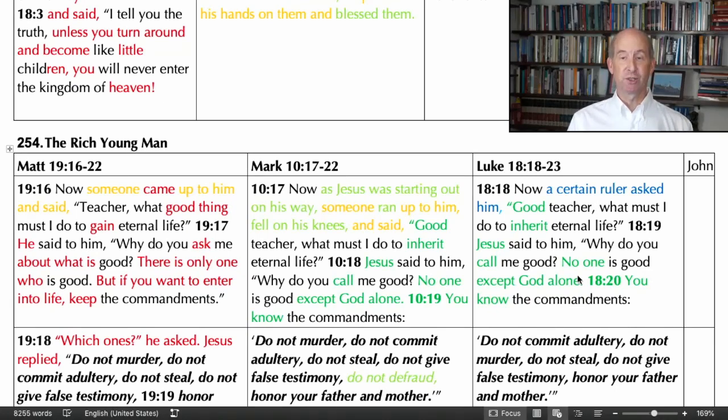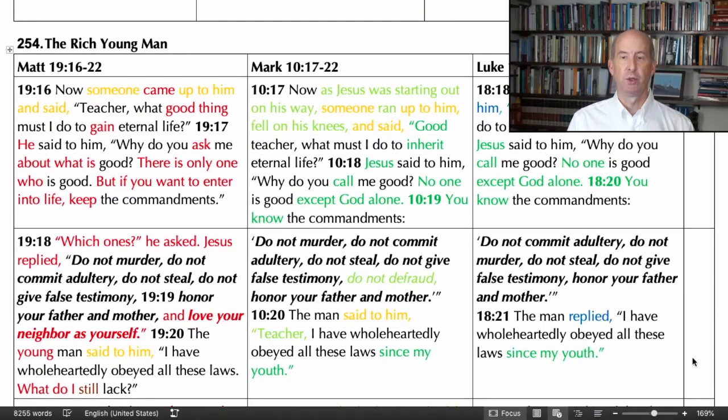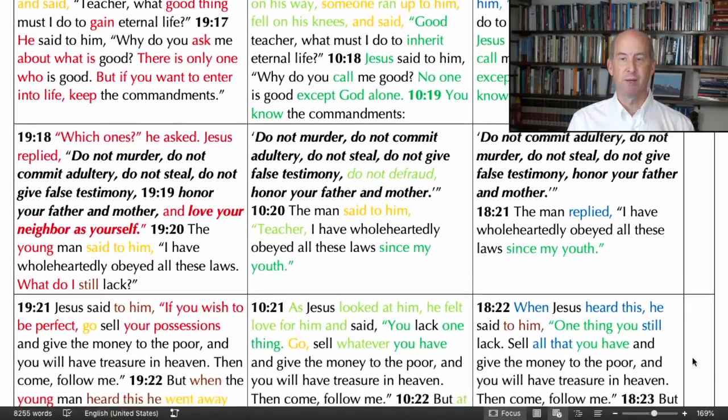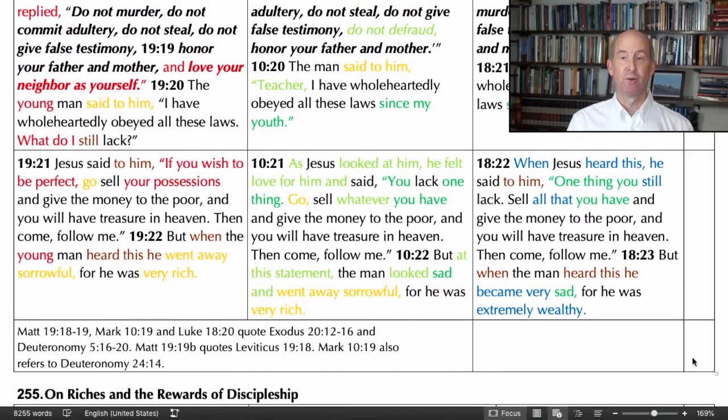In blue, a certain ruler asked him, "Good teacher, what must I do to inherit eternal life?" We'll follow Luke's for a while. Jesus responded, "You know the commandments. Keep the commandments." The man said, "I have." When Jesus heard this, he said, "One thing you lack. Sell what you have and give it to the poor, and you will have treasure in heaven. Come, follow me." But when the man heard this, he became very sad, for he was extremely wealthy.